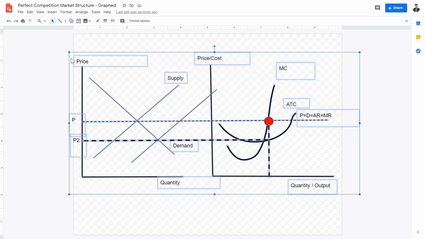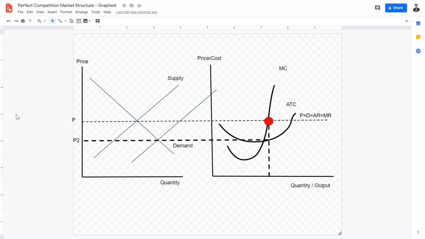Okay, that's the illustration of the perfectly competitive market structure.